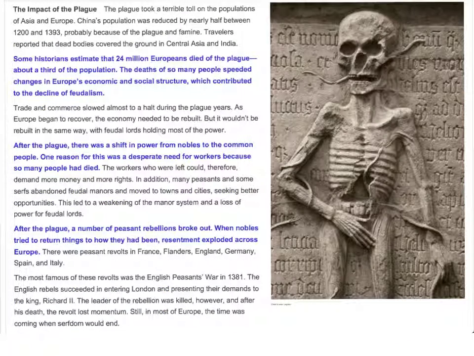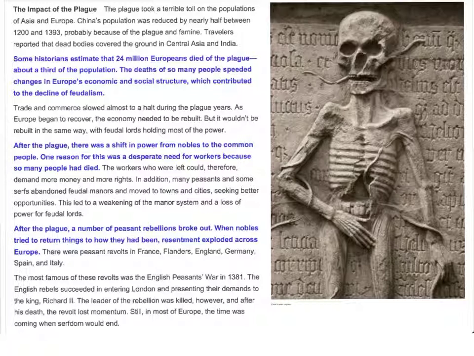So the Jews were the scapegoat, but no one could ignore the impact. The plague is killing tons and tons of people, so populations are taking a hit. China's population fell nearly to half of what it was, and that has a lot to do with the plague and famine. Travelers reported that dead bodies covered the ground where they roamed. Some historians think that 24 million Europeans died of the plague. That'd be about a third of the population. So it's crazy. You'll see an activity we do in here where we cross that off and see the impact.